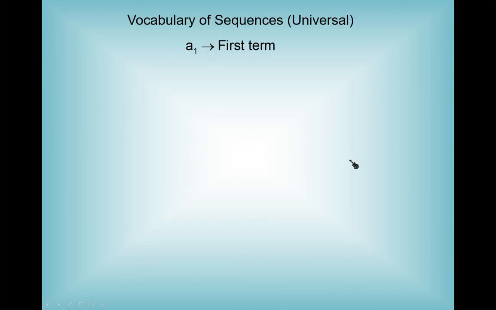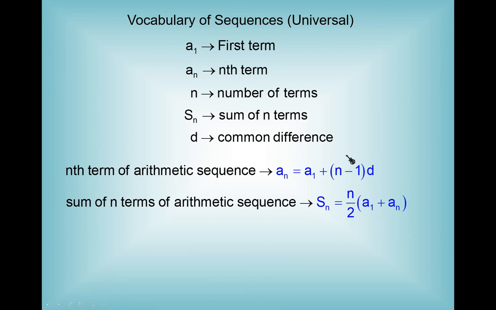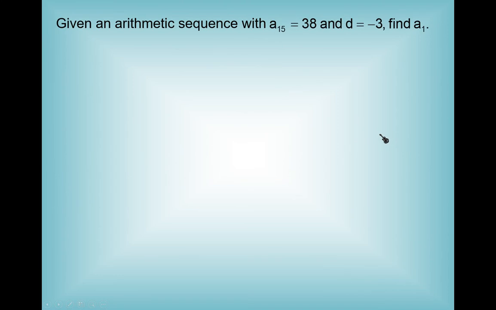So tandaan natin, si A sub 1 ay first term, si A sub n ay nth term, si n ay number of terms, si S sub n ay sum of n terms, then d is common difference. Ayan, yung kanyang mga formula. Tandaan po natin yung mga yan. Ito pa yung isang sample natin.